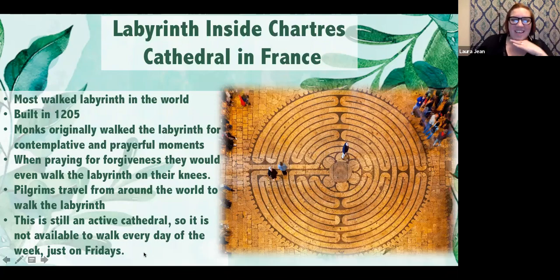So this is one thing also that's interesting, this is still an active cathedral. So people travel from all around the world to walk this labyrinth, but they have to make sure that they are there on a Friday, because every other day of the week they're having the Catholic worship services, and they have chairs set up because that's their floor. That's the floor of their sanctuary. So I thought that was just interesting to think about, that you have to make sure that you plan your trip just right.